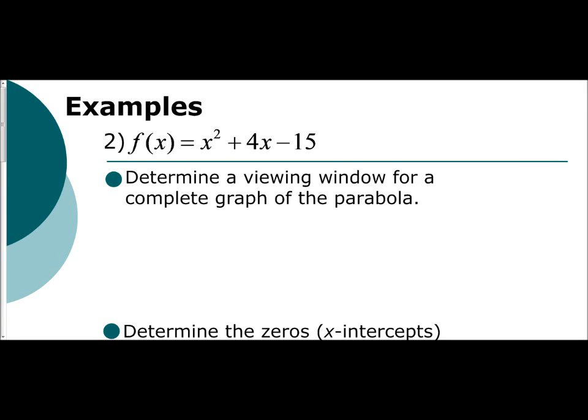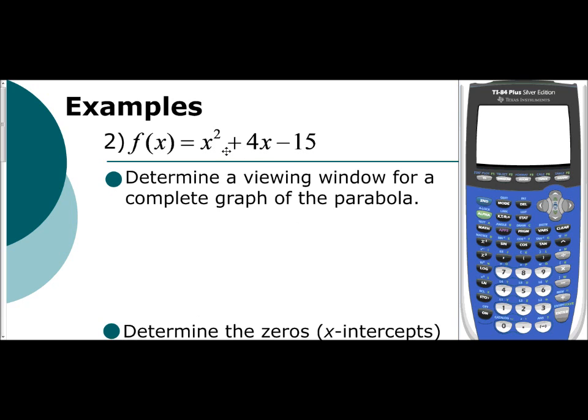In the following video, we're going to look at how to graph the function f of x equals x squared plus 4x minus 15. We're going to look at how to find the appropriate window for a graphing calculator, how to find the zeros, the x-intercepts with the graphing calculator, and then how to graph it by looking at the vertex and the zeros. So let's start with our calculator.